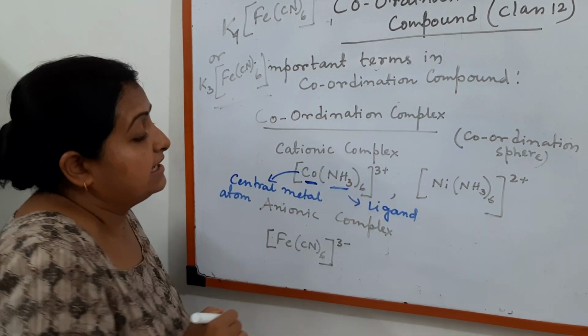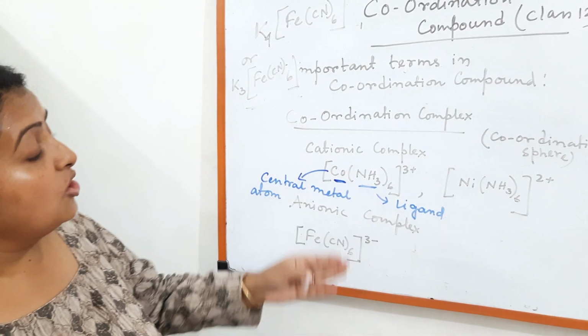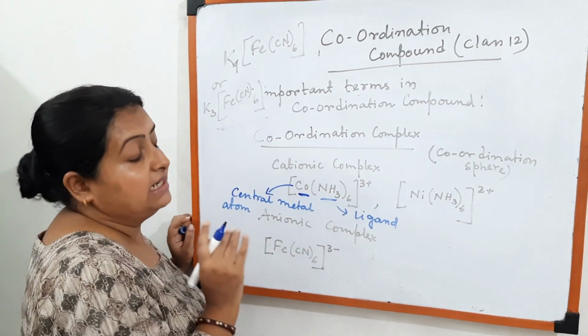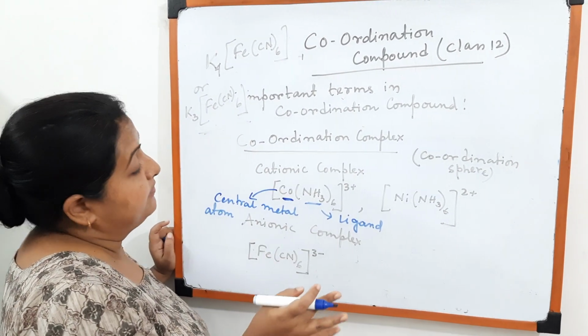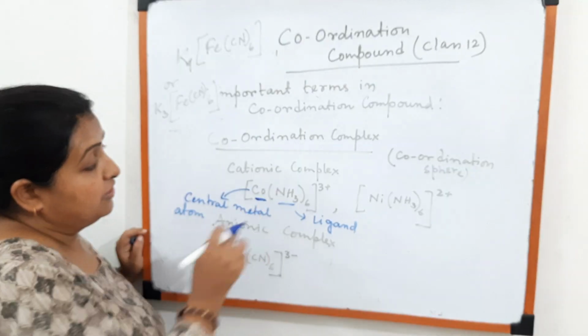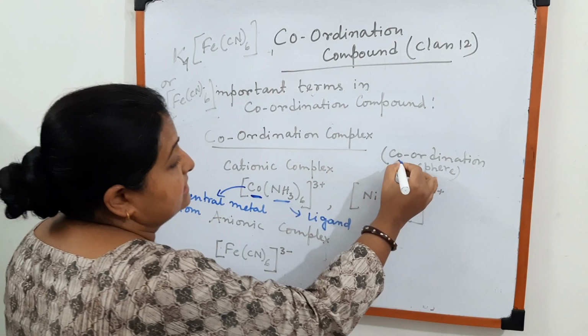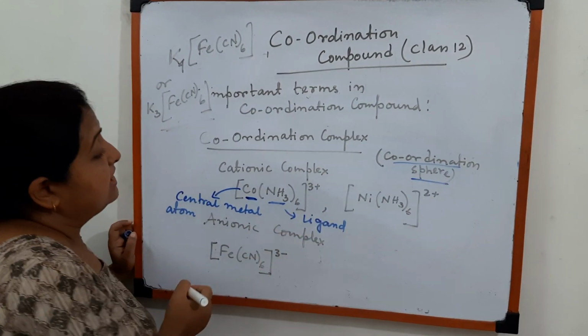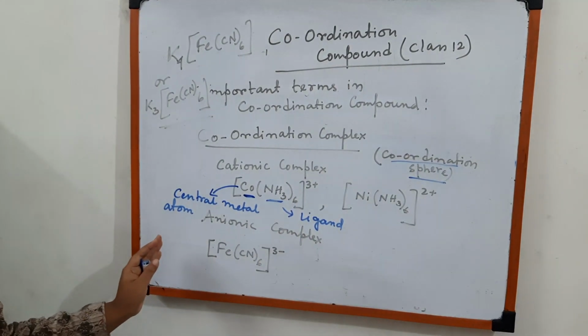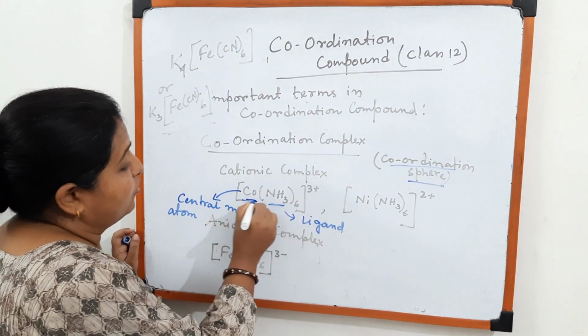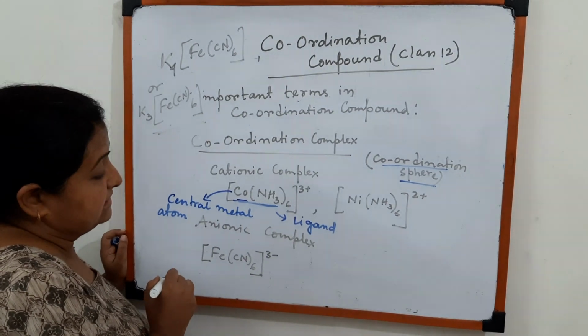Basically they donate electron pairs. They may be neutral or negatively charged, whichever, but they will donate the electron pair through the coordinate bond to the central atom. Now this is not the total structure, this is a part. That's why this is known as the coordination sphere. And there are several types of coordination spheres. Here I am giving some examples, like cationic coordination spheres or cationic complexes.